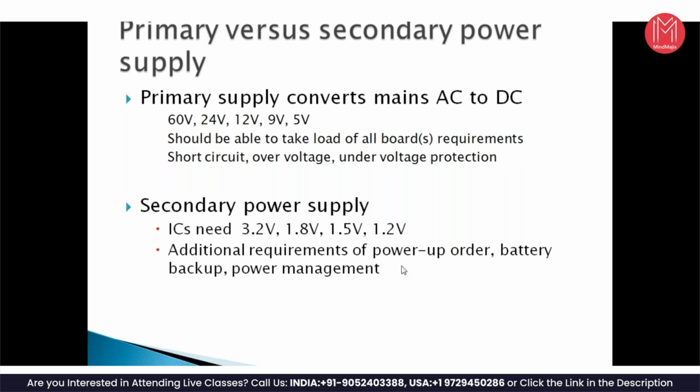Additional requirements here are the order of power up. In the sense of how we sequence the way the power rails come up is important basically for the microcontroller. When we actually get to that, we will discuss it. Battery backup is another thing that we typically need, and power management. We should be able to power down a specific power rail and so on. These are all requirements at the secondary power supply level.